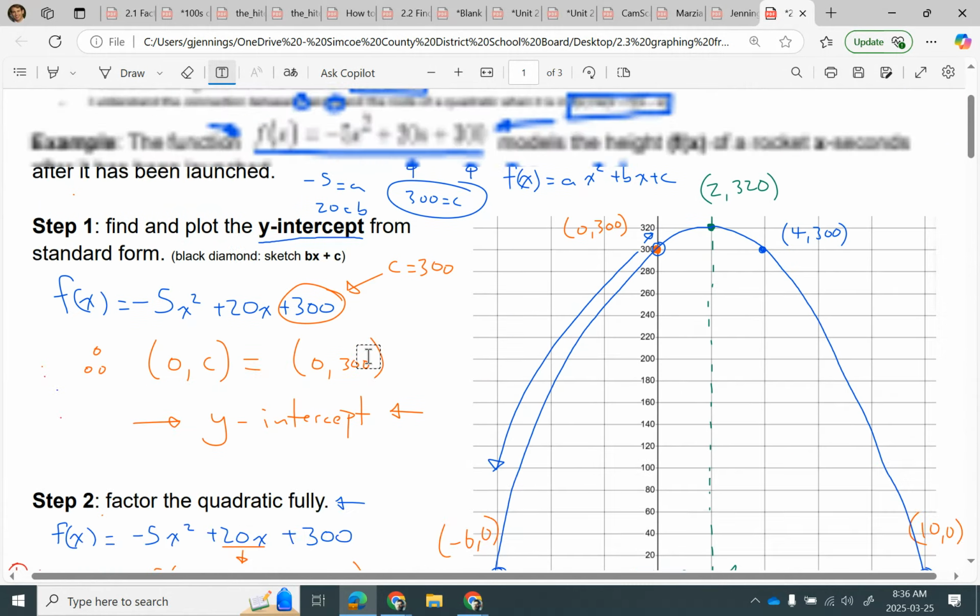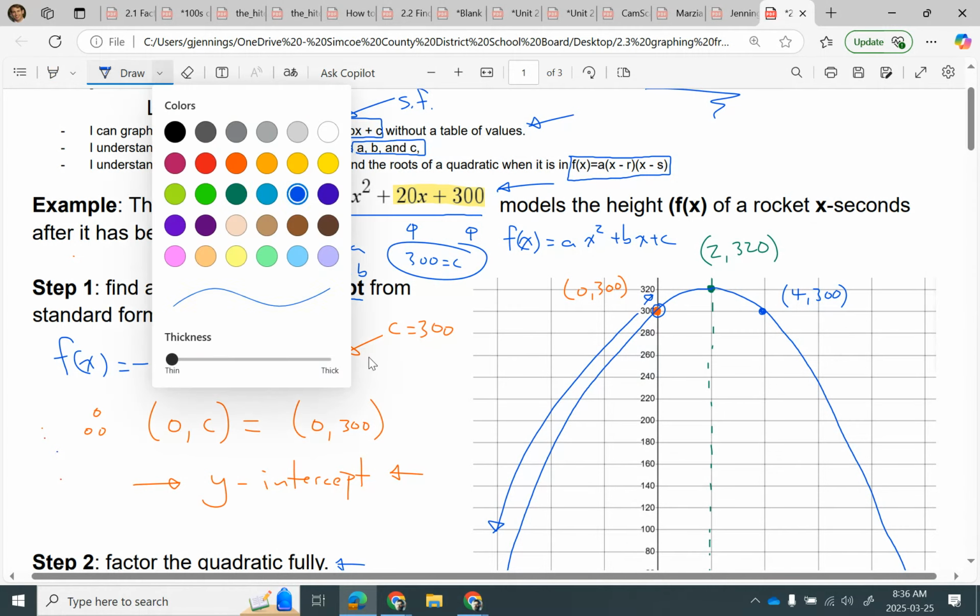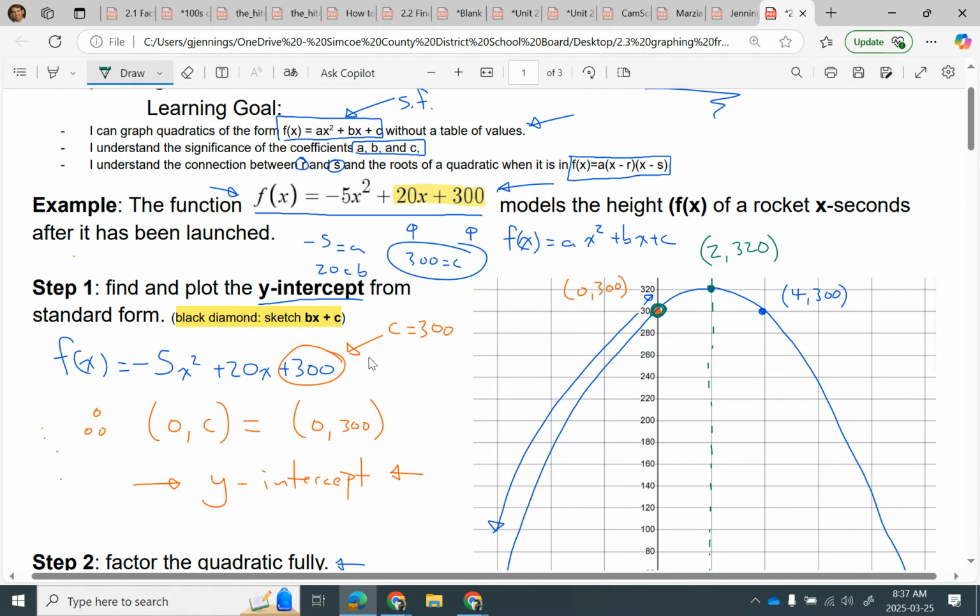One other point I wanted to mention before we go is if you're looking at supercharging your learning, think about sketching bx plus c. That would be this line here. What use is that? Why? Well, it has the same y-intercept, right? Yeah. And it goes up at a slope of 20, like this, and this.